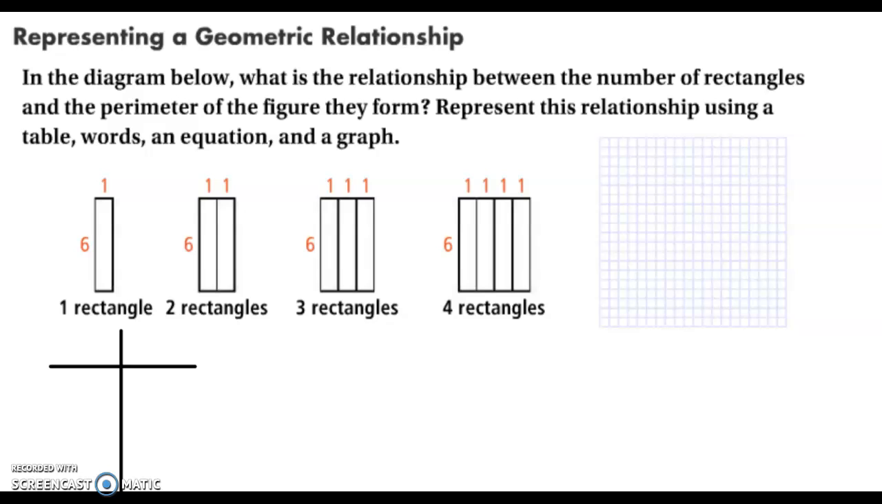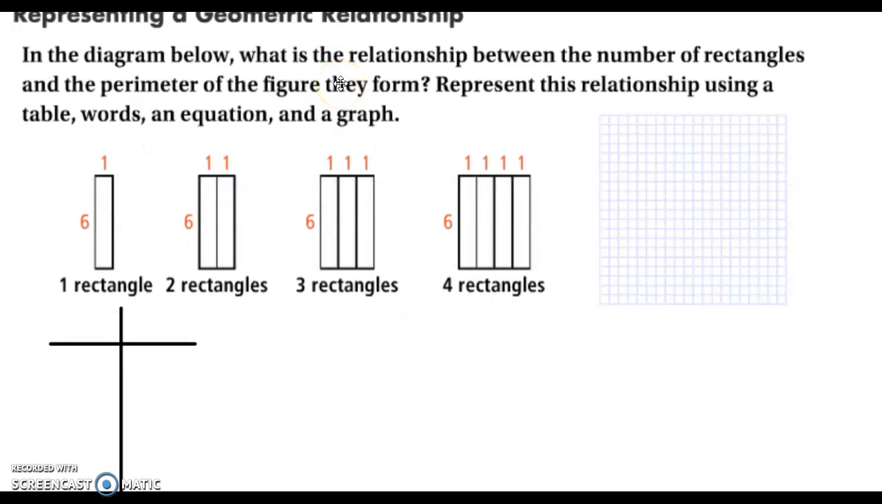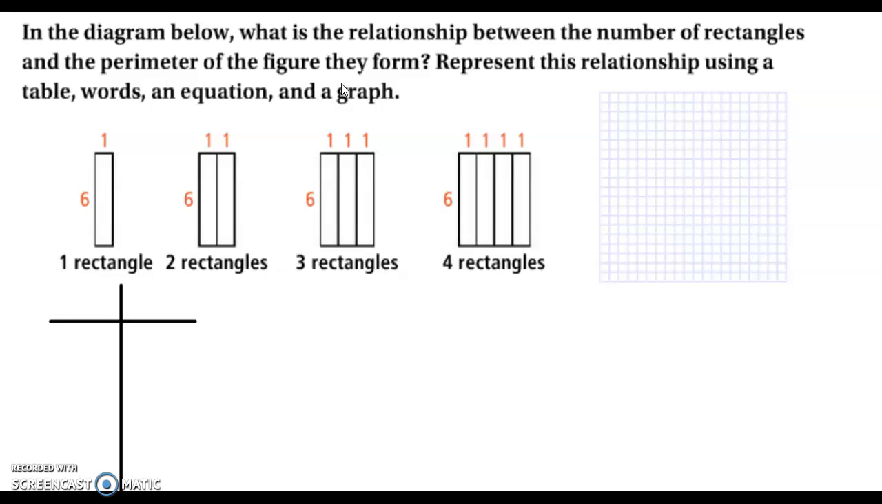So we're going to look at a situation here. In the diagram below, what is the relationship between the number of rectangles and the perimeter of the figure they form? Represent this relationship using a table, words, an equation, and a graph. All right, so let's start with the table.